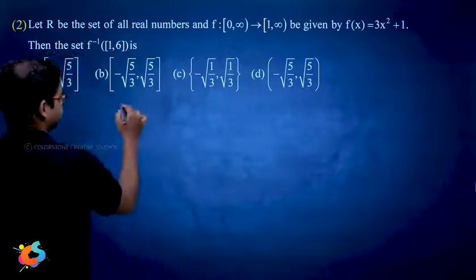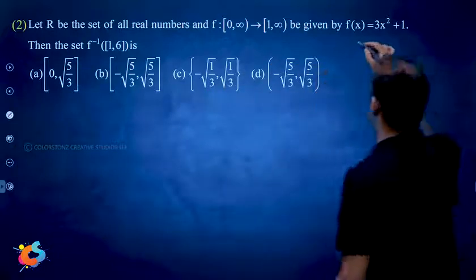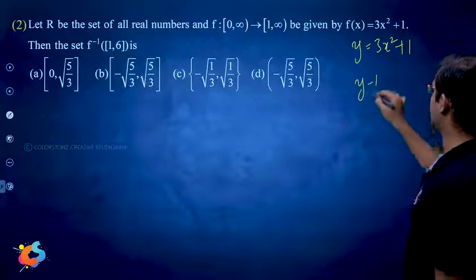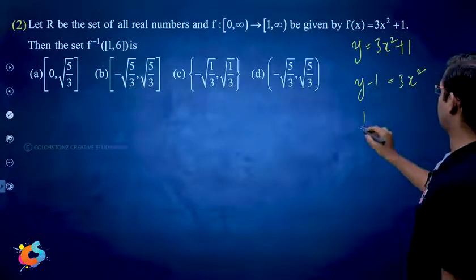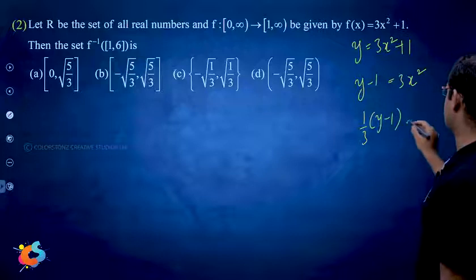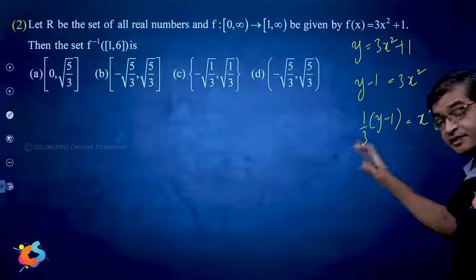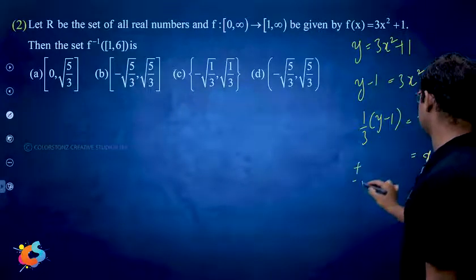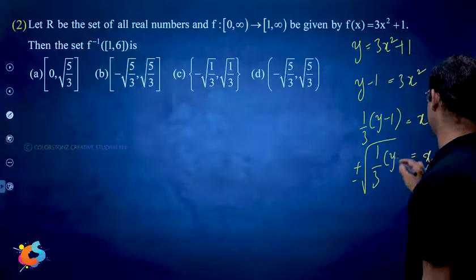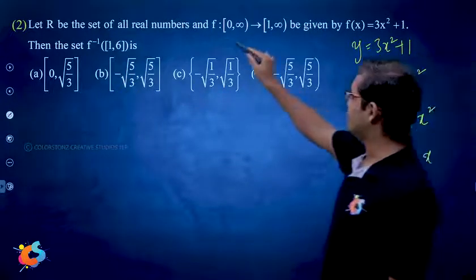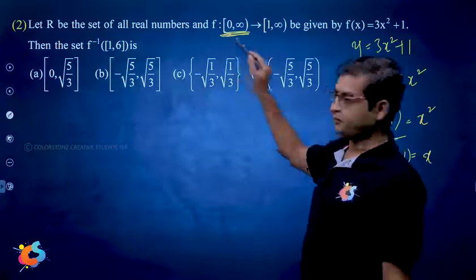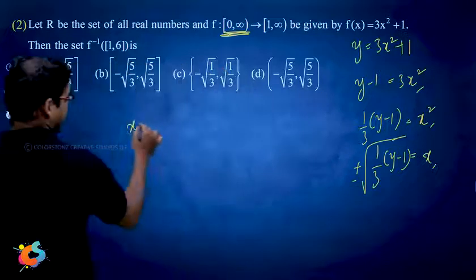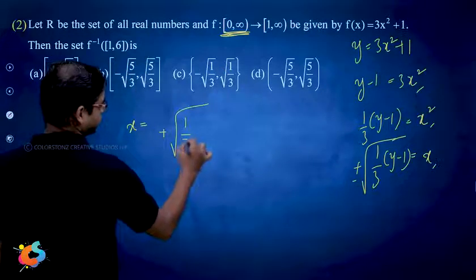So there are other ways of doing it also. Let me show you another method. One method is finding f inverse. So y is equal to 3x square plus 1, and y minus 1 is equal to 3x square. So 1 by 3 into y minus 1 is equal to x square. For f inverse, we should find x as a function of y. So x is equal to plus or minus under root of 1 by 3 into y minus 1. And clearly you can see x should be positive, or 0. So I cannot take the negative sign. I can do only this.